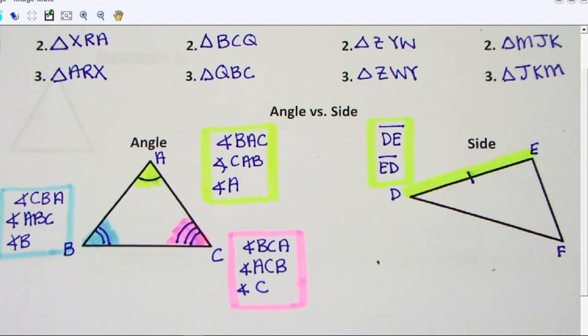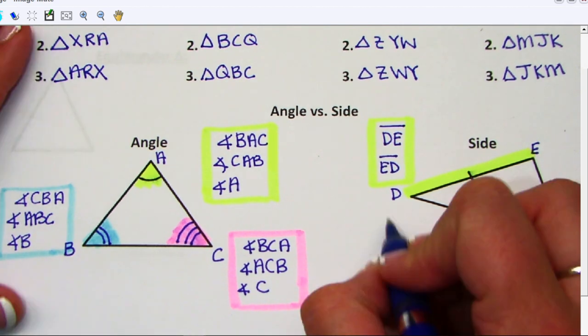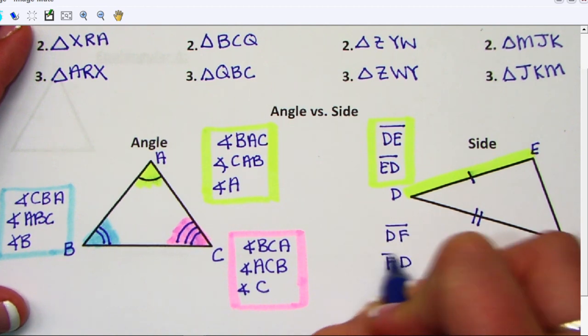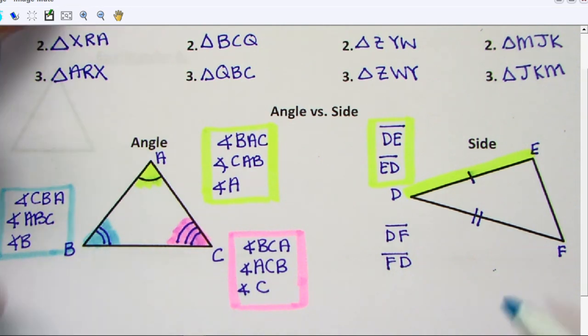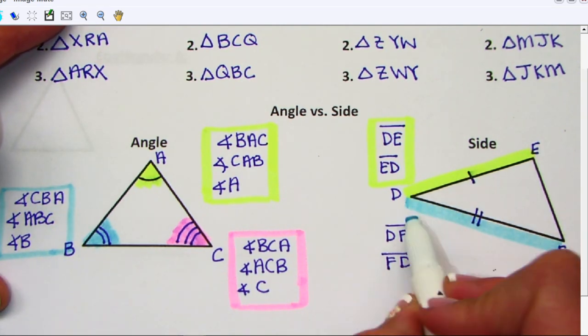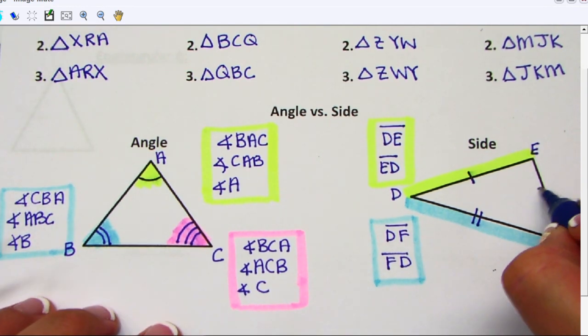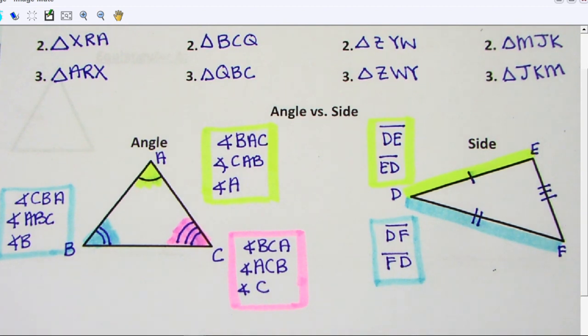All right. Let's name this double barred one down here. How do I name that one? DF or FD. Good job. Remember, put your symbol above it. Both of those are perfectly acceptable names when naming segments. Okay. Take a second and name the third one. EF, good. And FE.